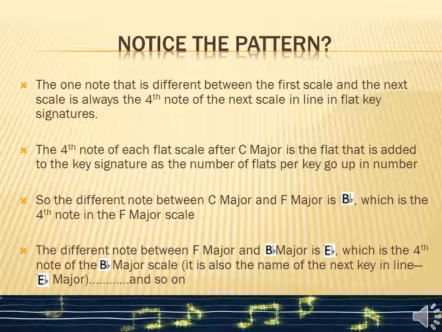So the different note between C major and F major is B flat, which is the fourth note of the F major scale. It is also the first flat in the order of flats. The different note between F major and B flat major is E flat, which is the fourth note of the B flat major scale, and the second flat added in the order of flats. It is also the name of the next key in line, which is E flat major, and so on.